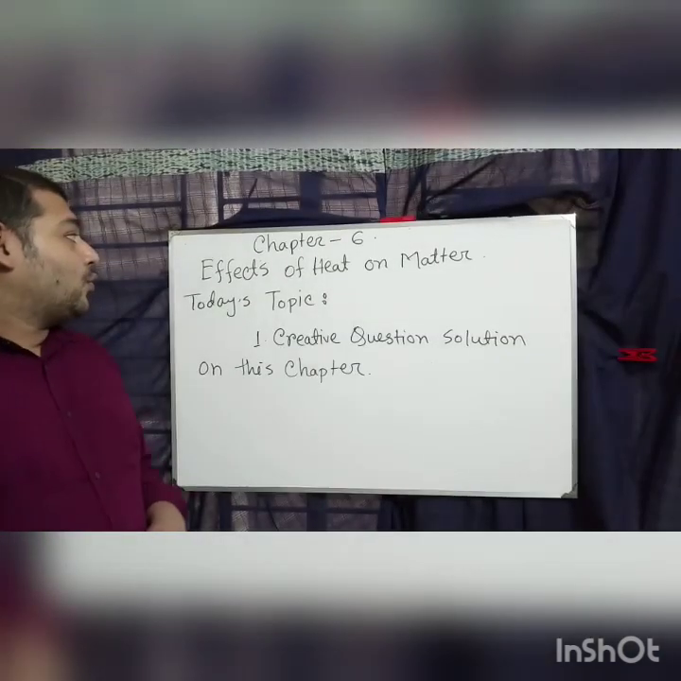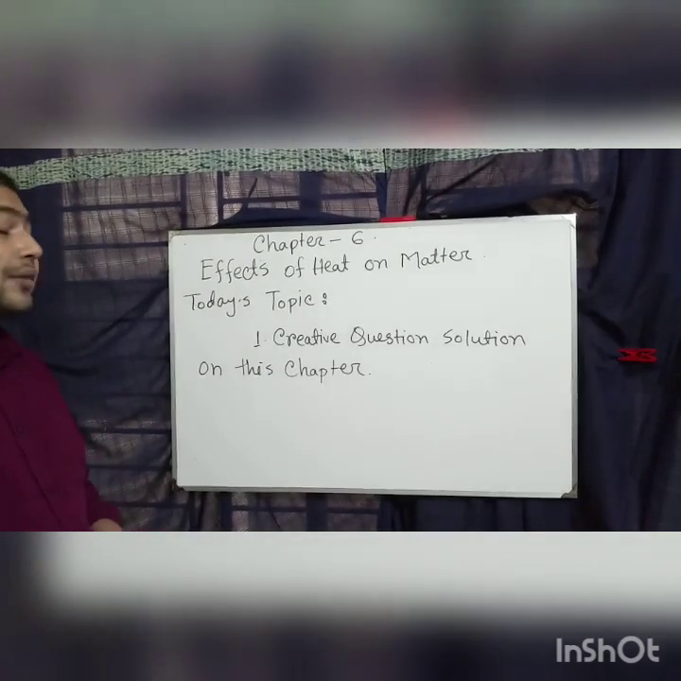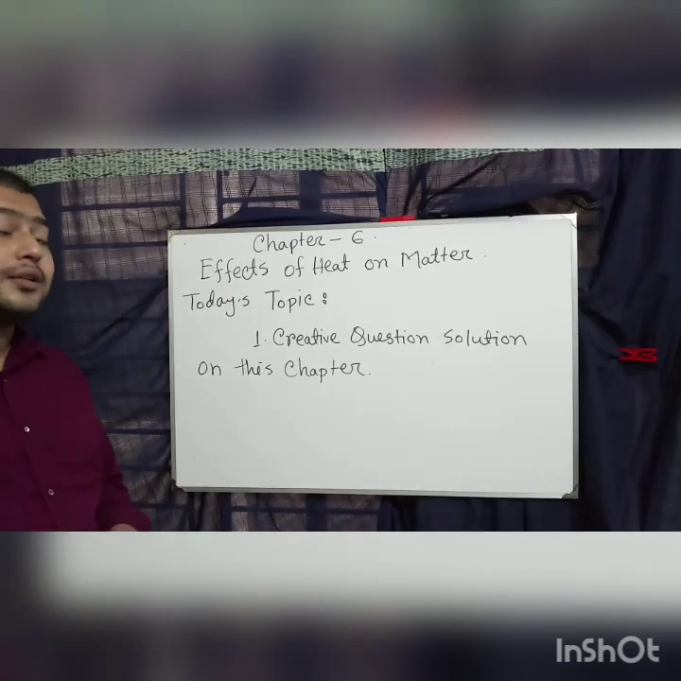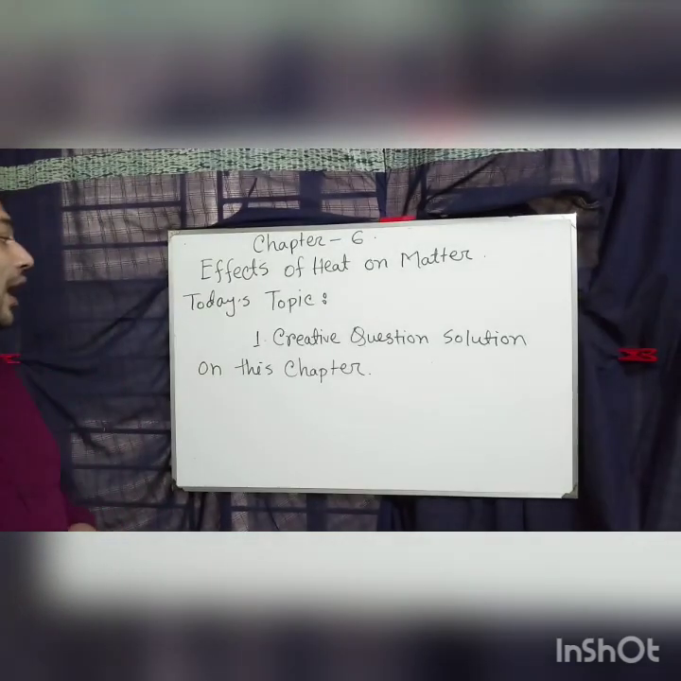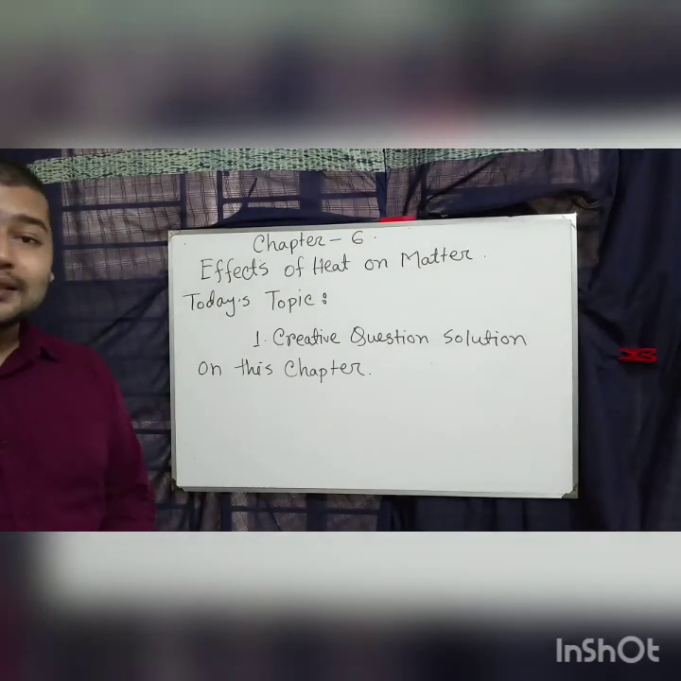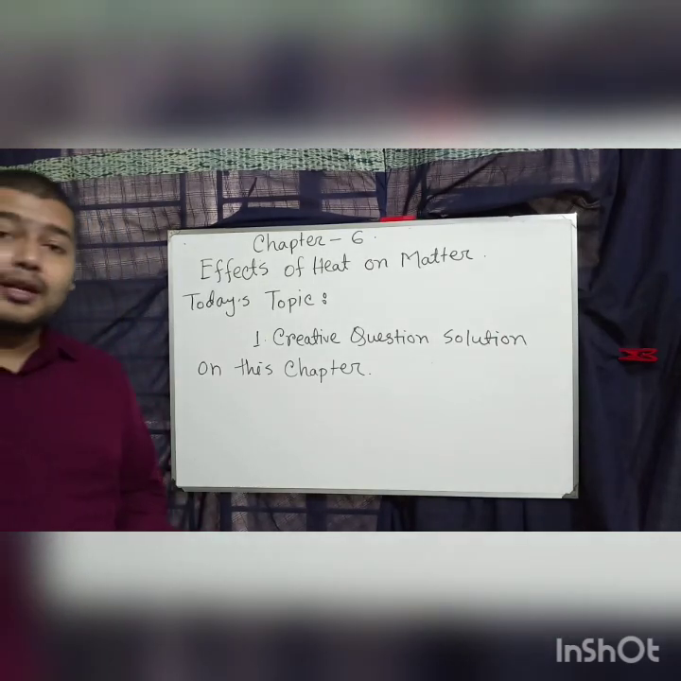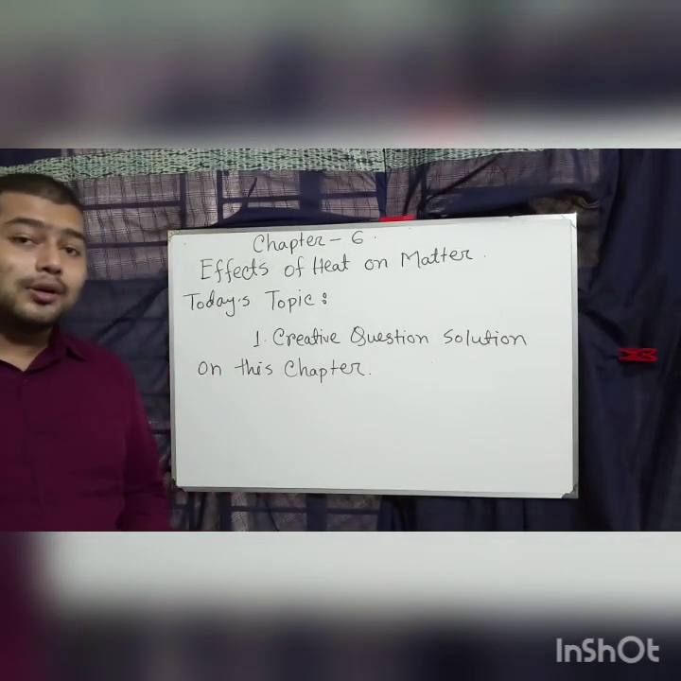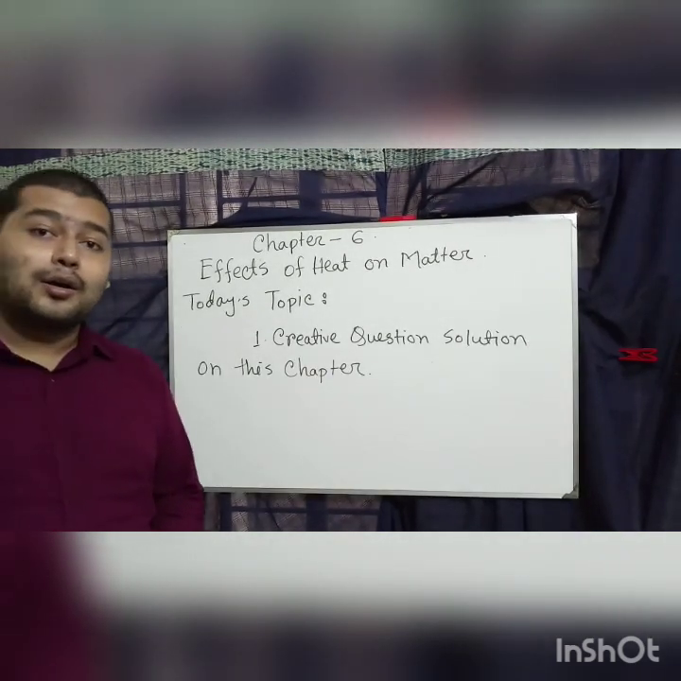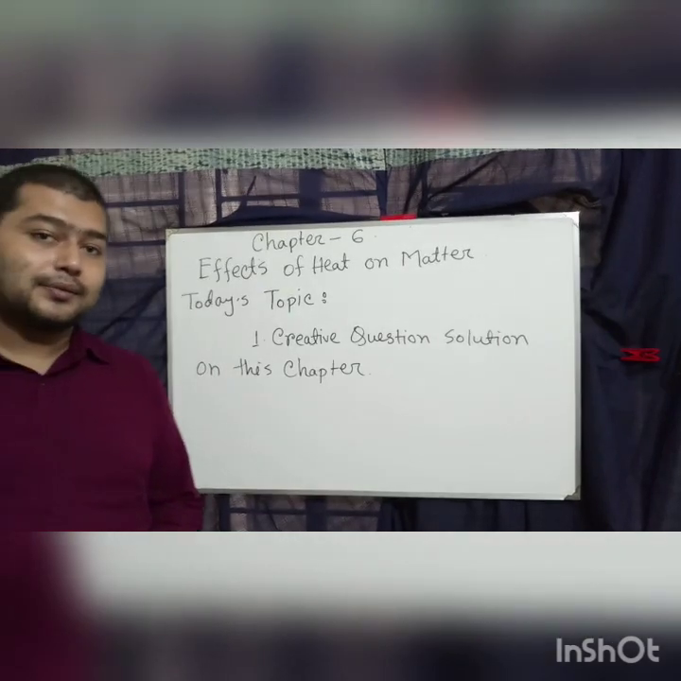Today we are discussing chapter 6. The name of this chapter is Effects of Heat on Matter. And today's topic is creative question solution on this chapter. So let's see how to solve a creative question on this chapter.